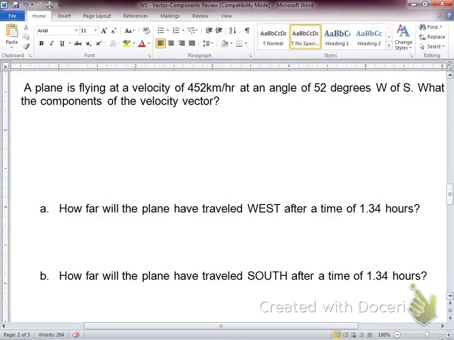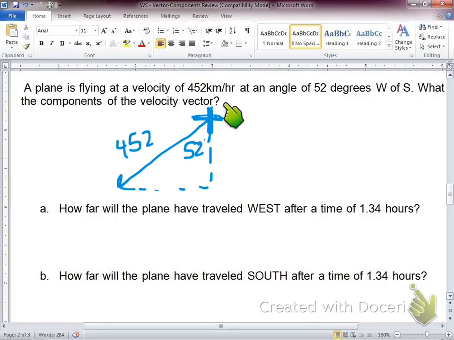So our vector should look something like this, where we're going to draw it in the southwest direction, 452. Then we're going to decide, does it need to touch the west axis or does it need to touch the south axis? It needs to touch the south axis. Okay. So that means our vector should look like that. If I'm going to label my sides, what would I call this side right here? Yeah. V sub y, and bottom would be v sub x.